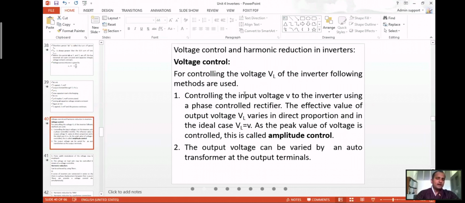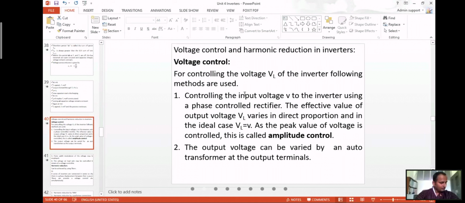The other way of controlling is that we can use a chopper. After converting AC into DC, we can use a chopper where a fixed DC can be converted into a variable DC. That's our other way. The effective value of the output voltage varies in direct proportion, and in the ideal case, VL, the load voltage, equals V. So in this case, the peak value of the voltage is controlled, which is also known as amplitude control. The output voltage can be varied by an auto transformer, which I told you at the beginning of the class, that is the external control of the AC voltage.